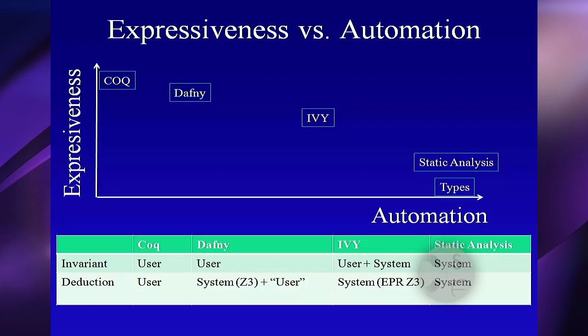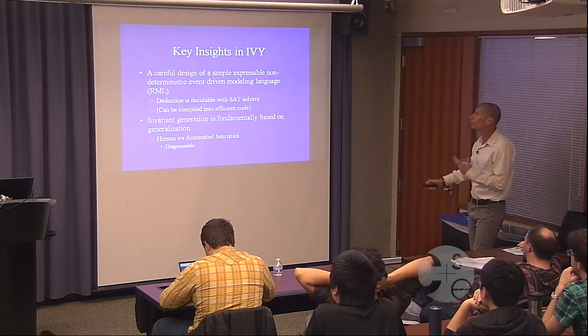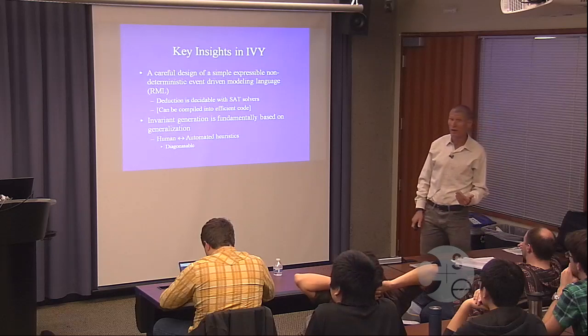And for writing the invariant, we know they are hard. So we want to somehow have a collaborative effort between the user and the system. And I'll show you how we do it. So that's how we do it. And there are sort of two key insights behind Ivy.